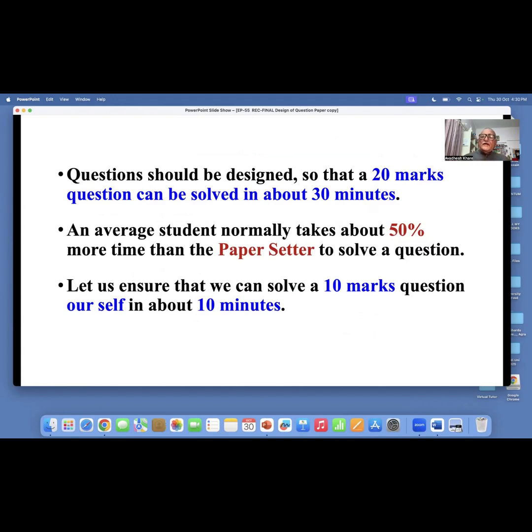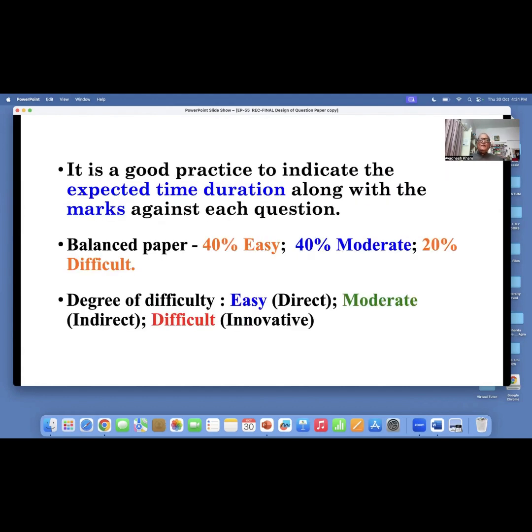Questions should be designed so that a 20-mark question can be solved in about 30 minutes. An average student normally takes about 50% more time than the paper setter to solve a question. So let us ensure that we can ourselves solve a 10-mark question in 10 minutes. Only then should we expect the student to solve a 10-mark question in 15 minutes. It is a good practice to indicate the expected time duration along with the marks against each question.